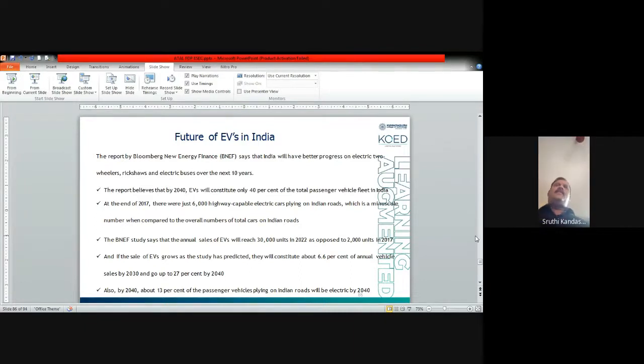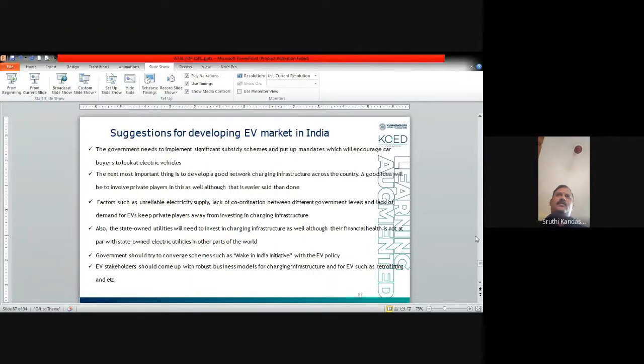So, suggestions for developing the EV market in India. The government needs to implement significant subsidy schemes and put up mandates which will encourage car buyers to look at electric vehicles. The next most important thing is to develop a good network of charging infrastructure across the country. A good idea will be to involve private players in this as well, although that is easier said than done.